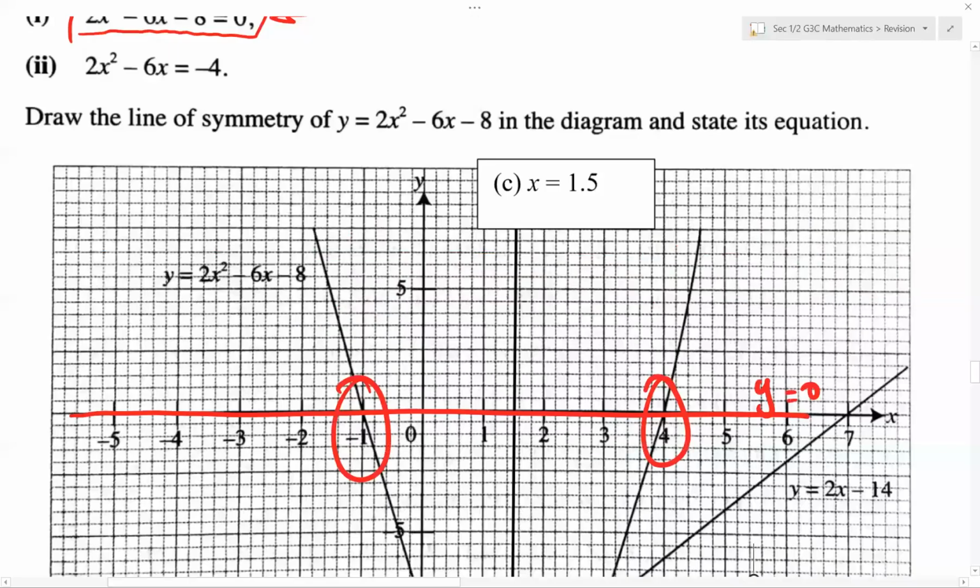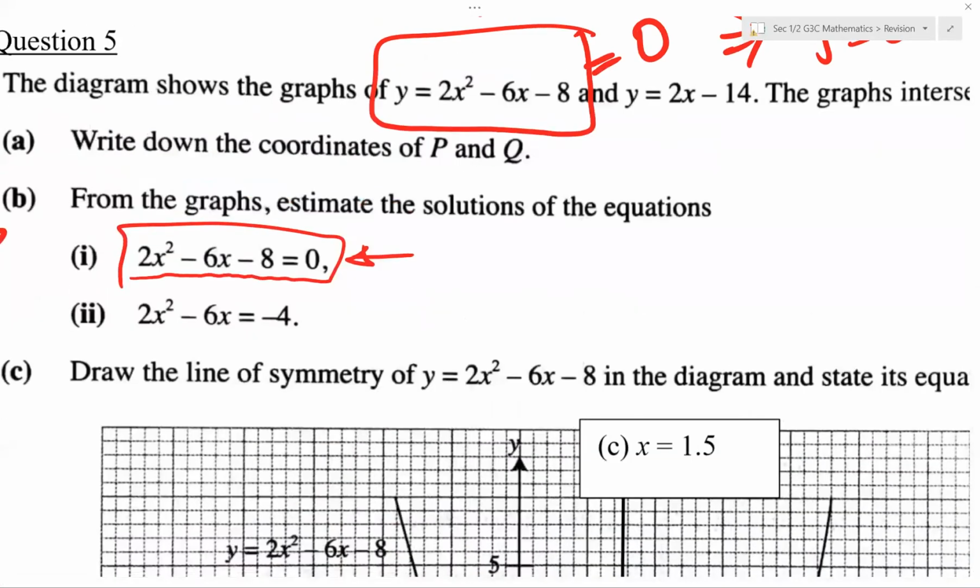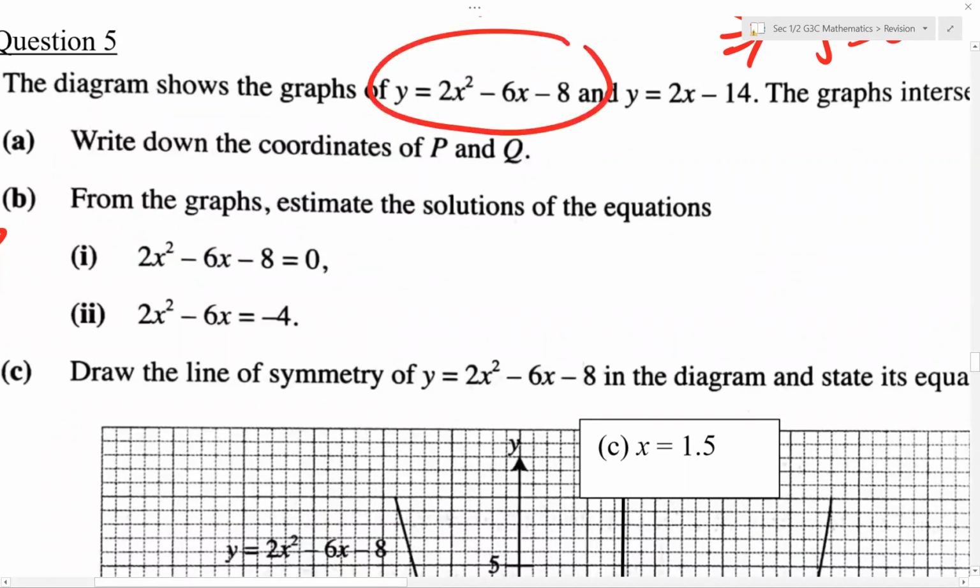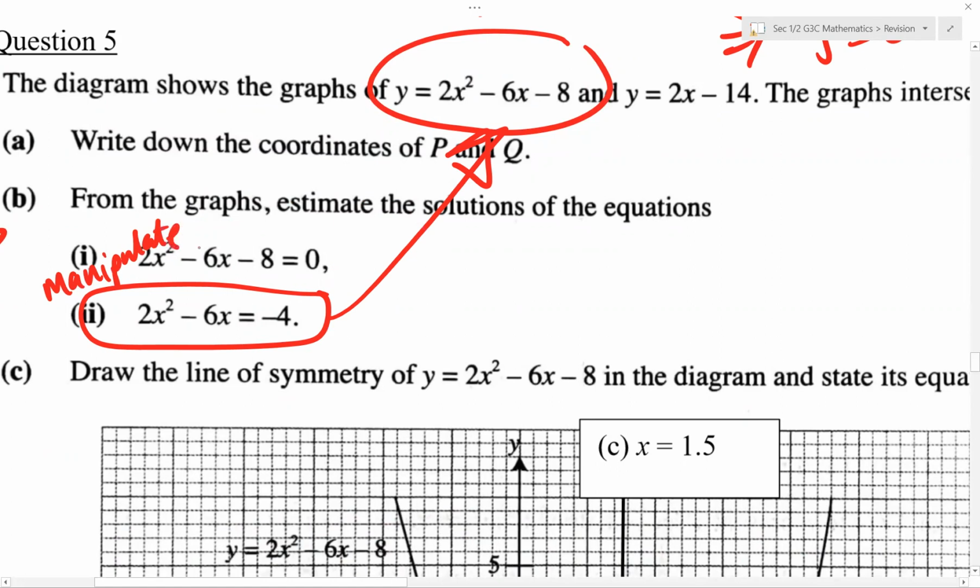Next one, slightly more tedious. Again, compared with your quadratic graph that you have already drawn, 2x squared minus 6x equals -4. Currently, kind of look alike, but not exactly. The objective is to manipulate the equation they want you to solve into what you have already drawn, because you don't want to waste your effort. Anyway, they ask you from the graph. So you have to manipulate this to become like 2x squared minus 6x minus 8.